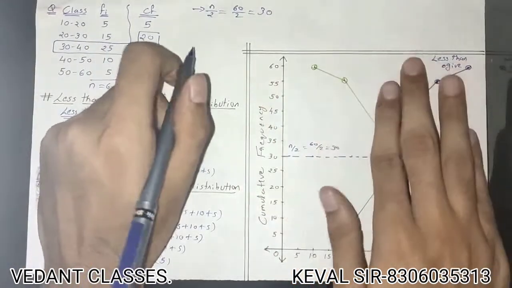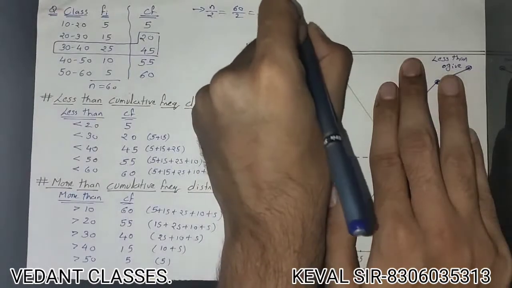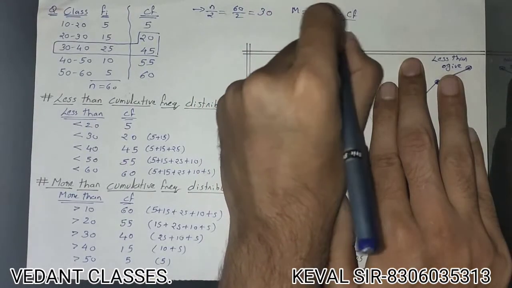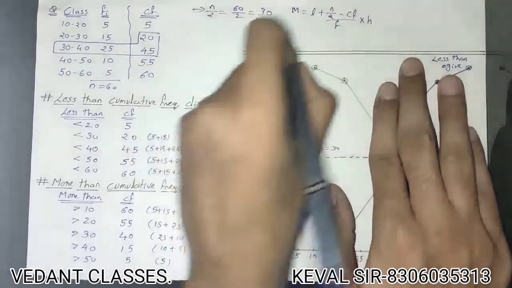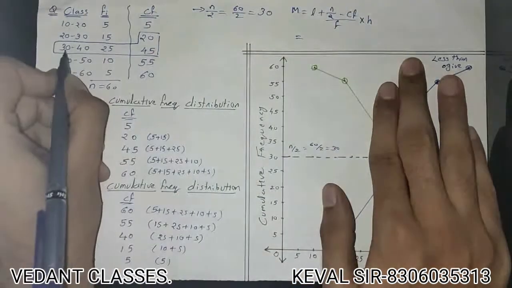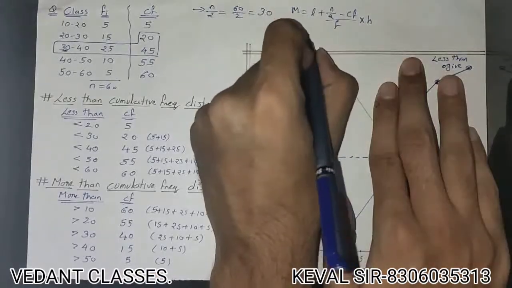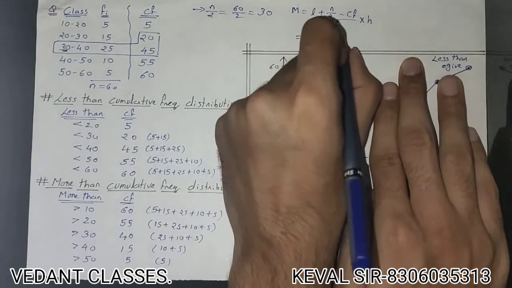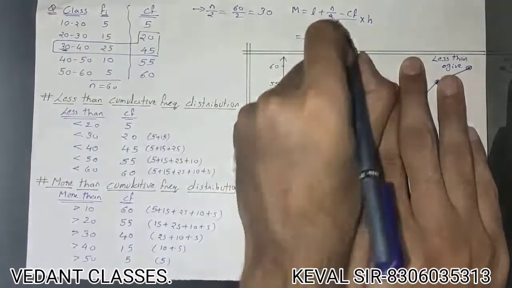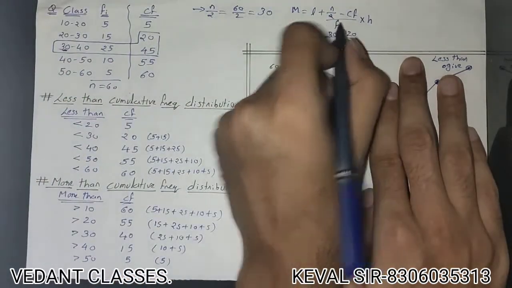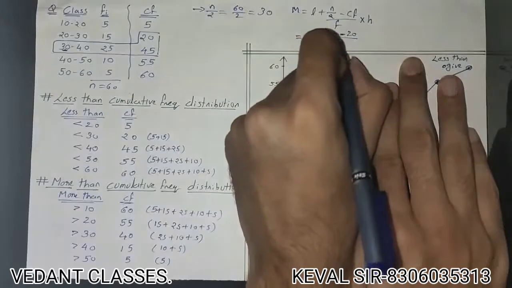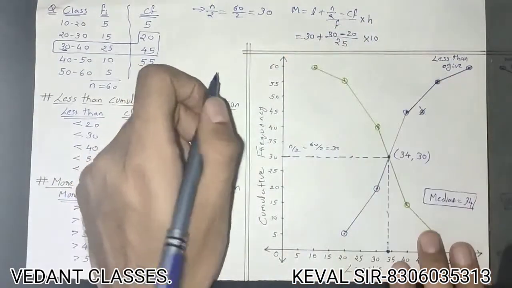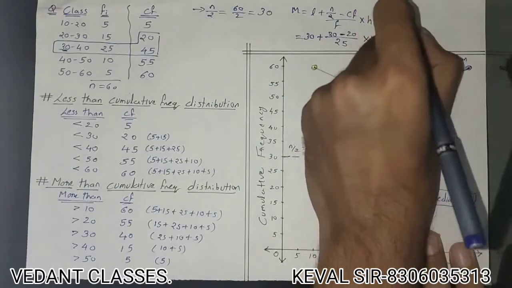Now let's apply the formula. M is equal to L plus n by 2 minus CF upon F into H. Here the value of L is 30. The value of n by 2 is 30 again. The value for the CF is 20. The value for the F is 25, and value of H is 10.